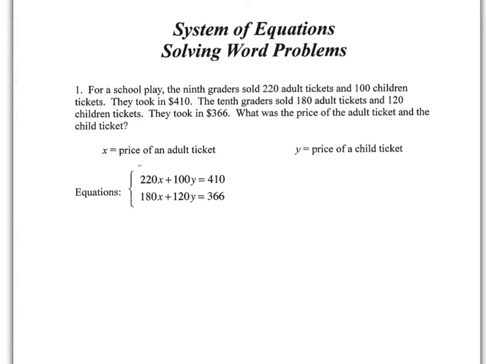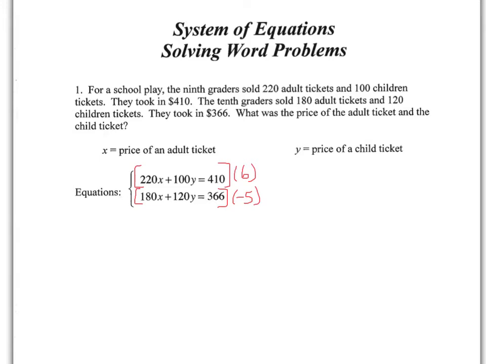And so that means that I'm going to multiply this top equation by positive 6. And I'm going to multiply this bottom equation by negative 5. I'm going to get some big numbers here. And this is really the perfect problem to use a calculator for. So let's go ahead and see what I get when I multiply these equations.